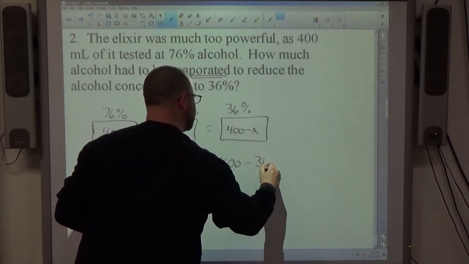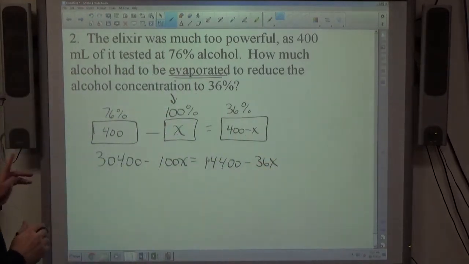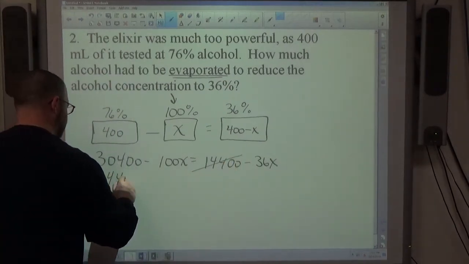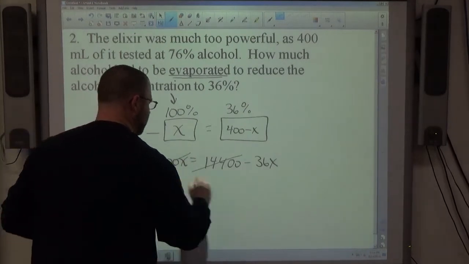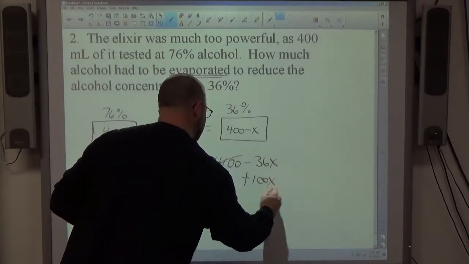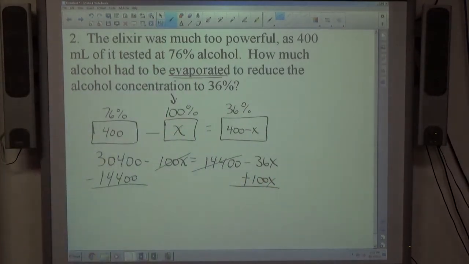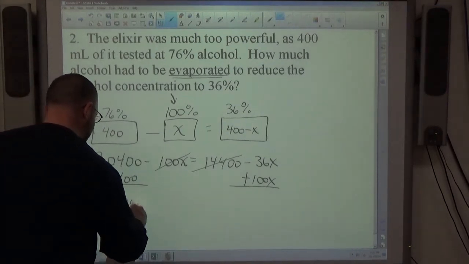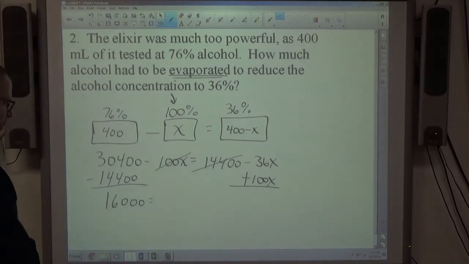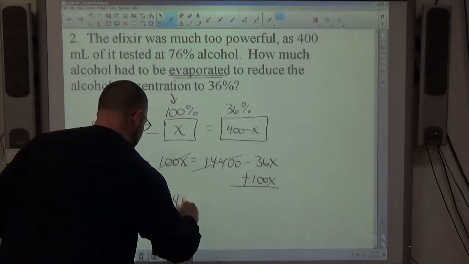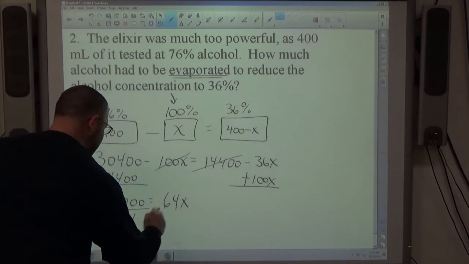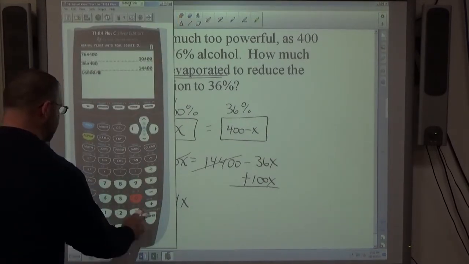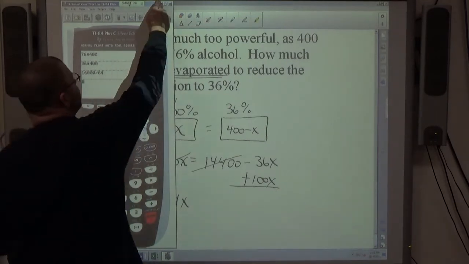Minus 36x. So I'm going to move the 14,400 to the left. I'll move the 100x over to the right. In both cases I've got subtraction happening because opposite signs. So this leaves me with 16,000 and that leaves me with 64x. So to get the answer I simply divide by 64. 16,000 divided by 64 comes out to 250.